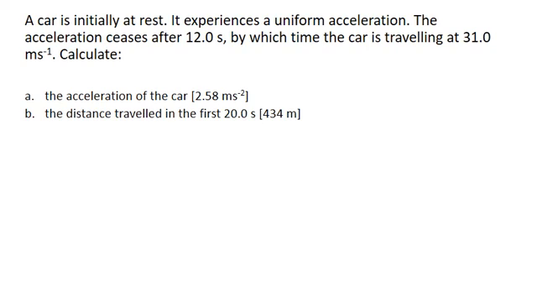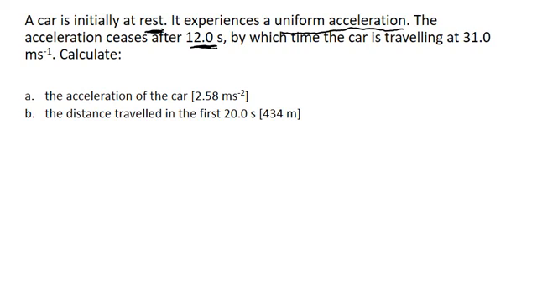Okay, we have this problem here where a car is initially at rest. It experiences a uniform acceleration, where the acceleration is constant. The acceleration ceases after 12 seconds. In other words, the car accelerates from t equals 0 to t equals 12. And at that time, at 12 seconds, the velocity of the car is 31.0 meters per second.